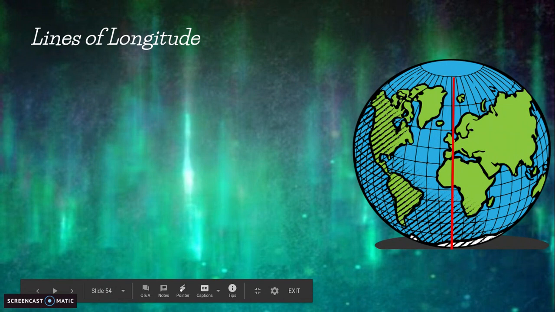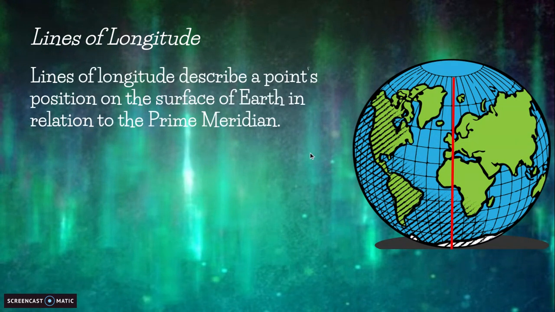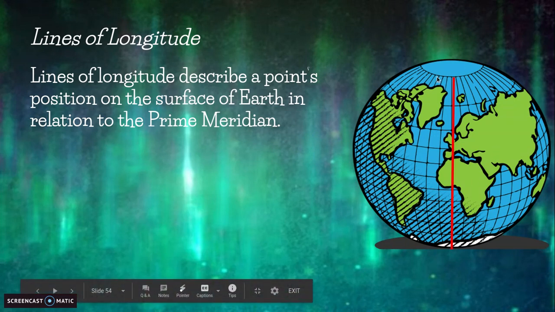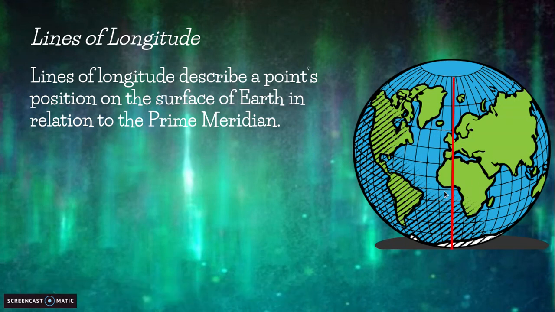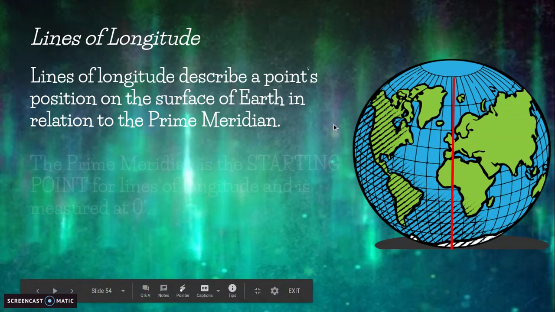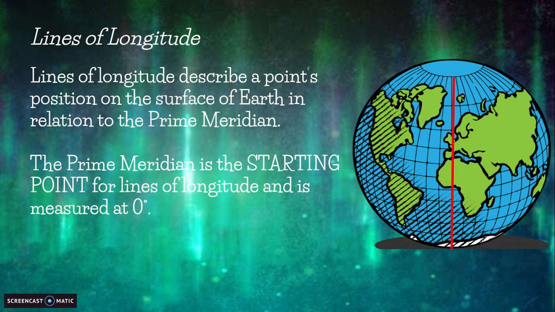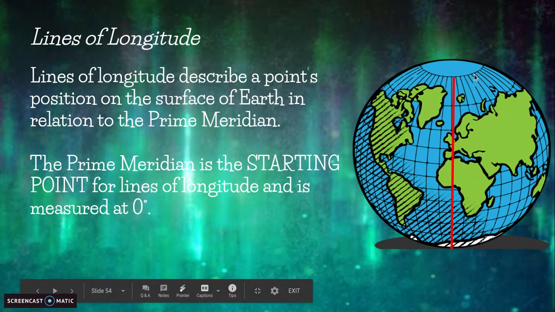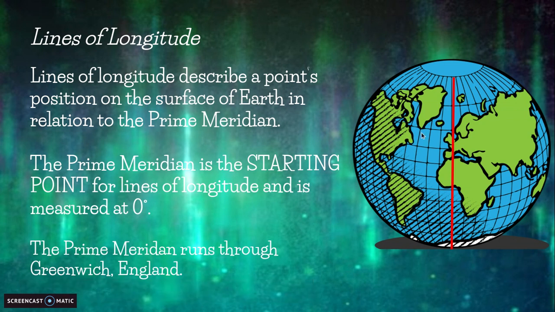Lines of longitude. Lines of longitude describe a point's position on the surface of Earth in relation to the prime meridian. So on this map of Earth, I have drawn a red line where the prime meridian is located. The prime meridian is the starting point for lines of longitude and is measured in 0 degrees. So wherever a starting point is, it's 0 degrees. So for longitude, it is the prime meridian. And the prime meridian runs through Greenwich, England.